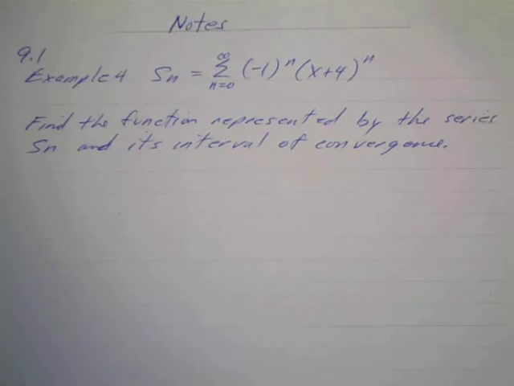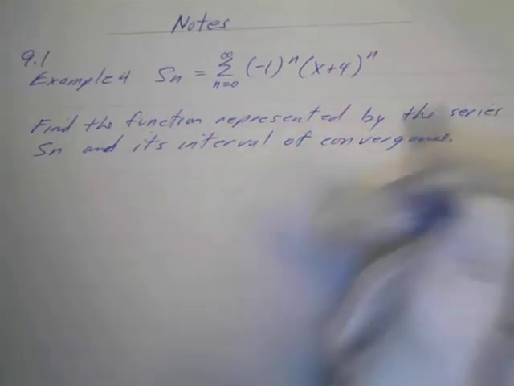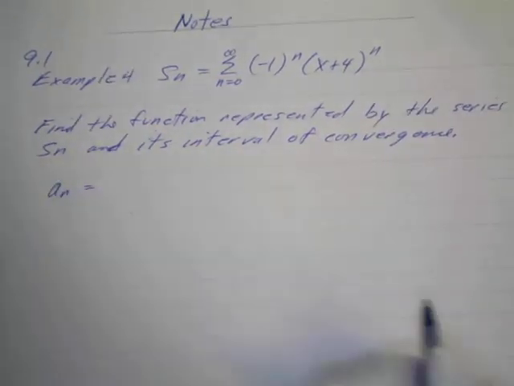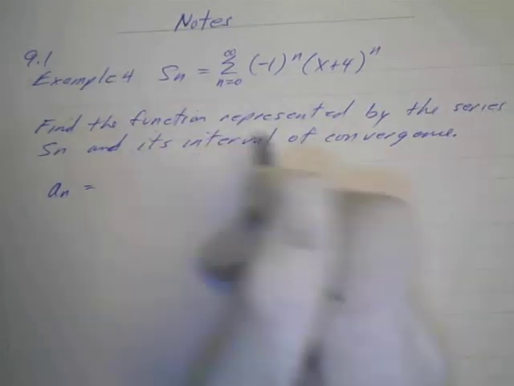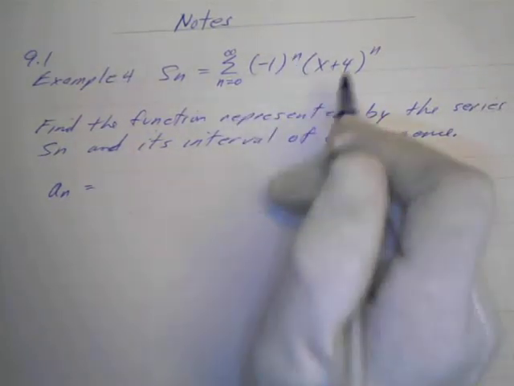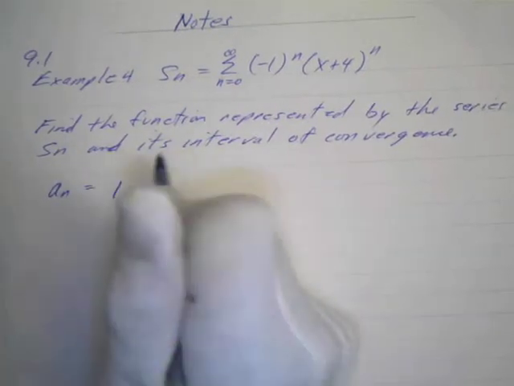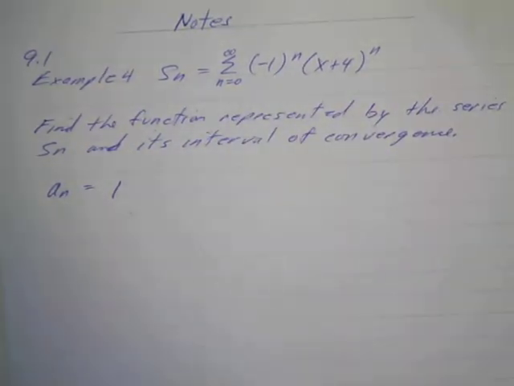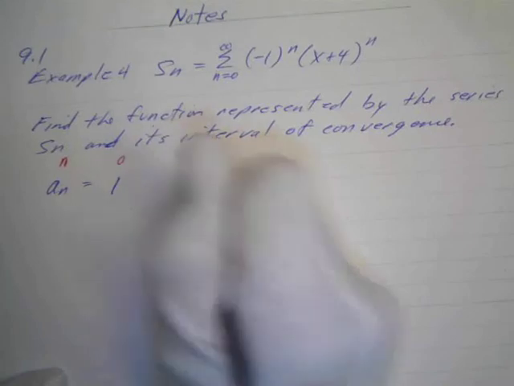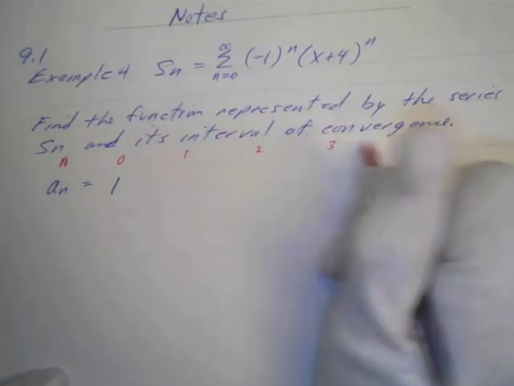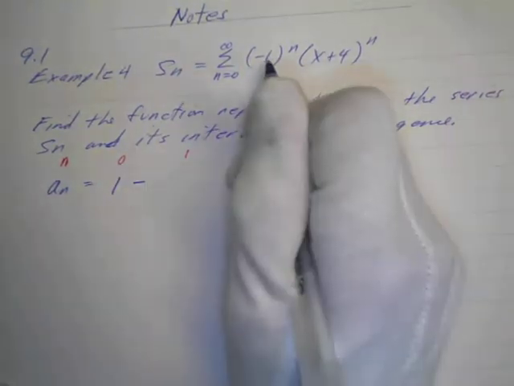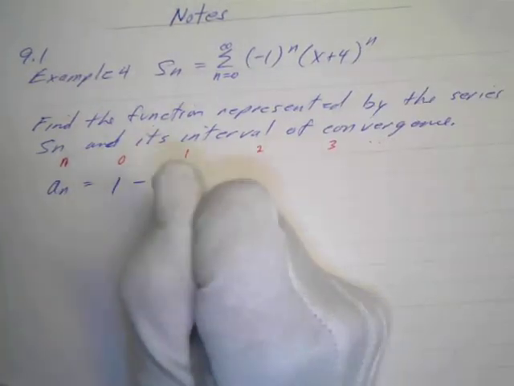First of all, it's always nice to write down a few terms of the series, so you'll get an idea of what's going on here. So a sub n when n is 0, anything to the 0 power is 1, and then x plus 4 to the 0 power will be 1, so it's just going to be 1. And then when n is 1, negative 1 to the 1 is negative, and then we have x plus 4 to the first power.